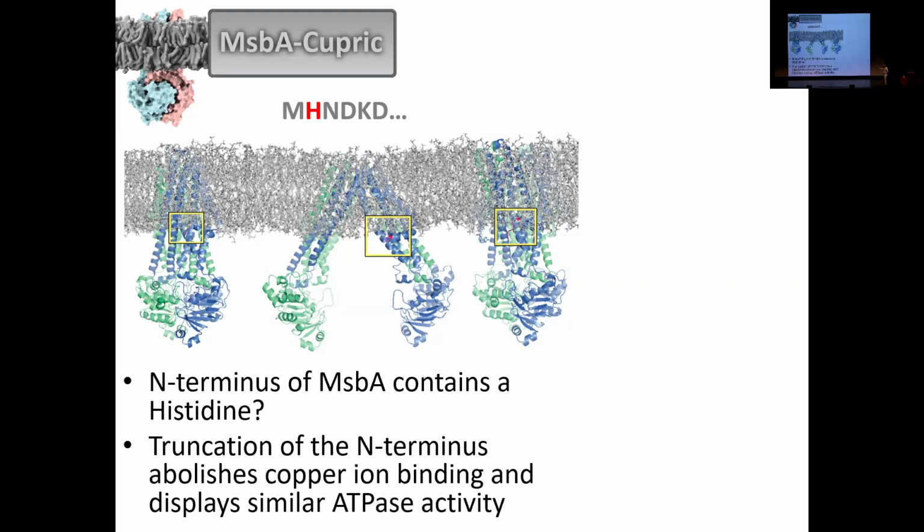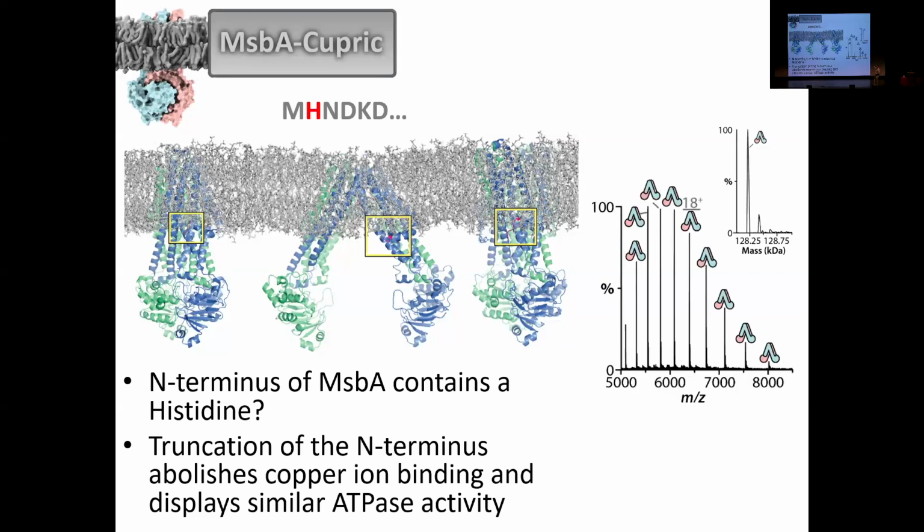We don't see copper. And in fact, we see the N-terminal region of the protein in 1-letter format, as M is for methionine, H is for histidine, N is for asparagine, and so on. And this particular sequence, we surmise that this might be the region that's binding copper. And so what we can do is modify this on the DNA level. We can delete these residues and ask, does it bind copper? And when we delete it, it's gone. It no longer binds copper.